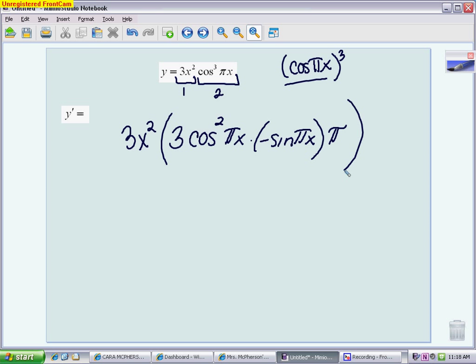I don't have a lot of room left here, so I'm going to put my plus and kind of put the rest of the product rule down here. What I haven't done yet is the second times the derivative of the first. The derivative of the first is just 6x.